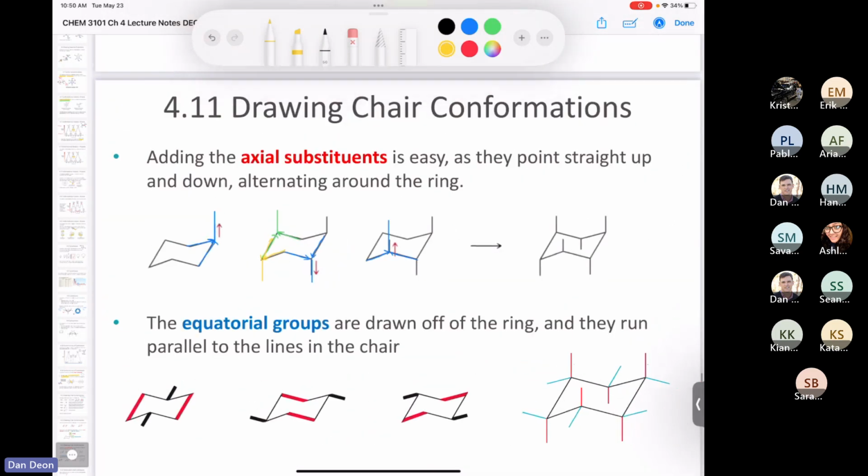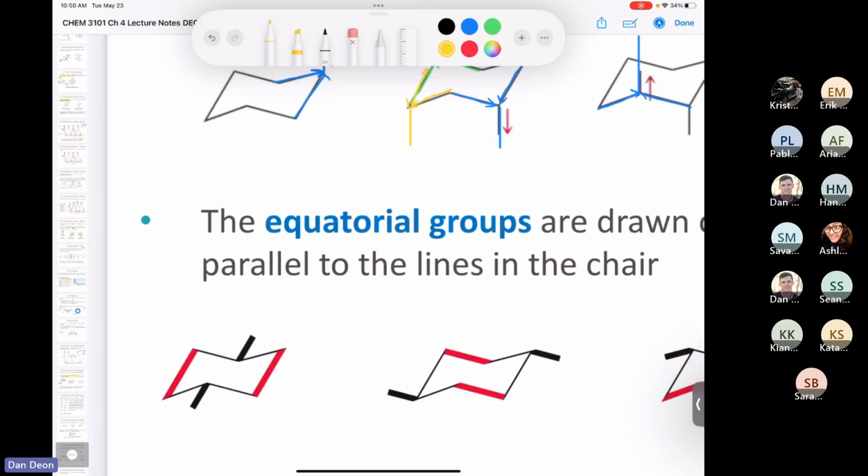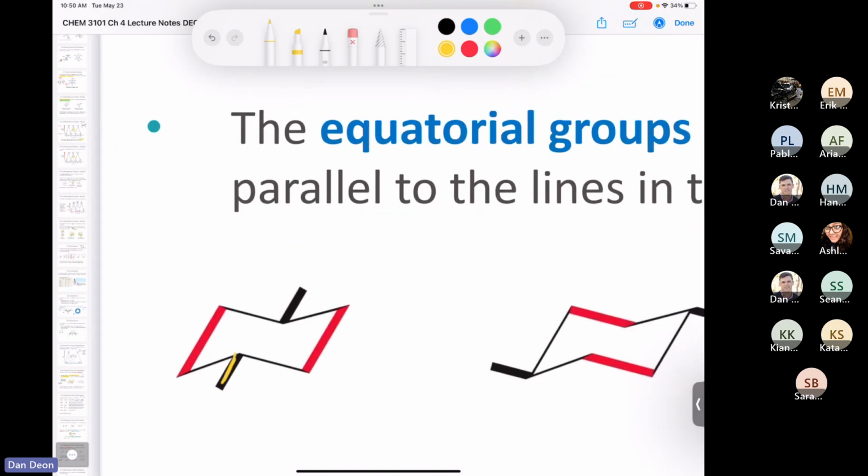And then the equatorial groups, I already showed you this, that if they're drawn correctly, they should be parallel to lines 2 bonds away, right? So if you have this thing, for example, drawn correctly, you go 1, 2, and it should be parallel with this, and it should be parallel with this line too.